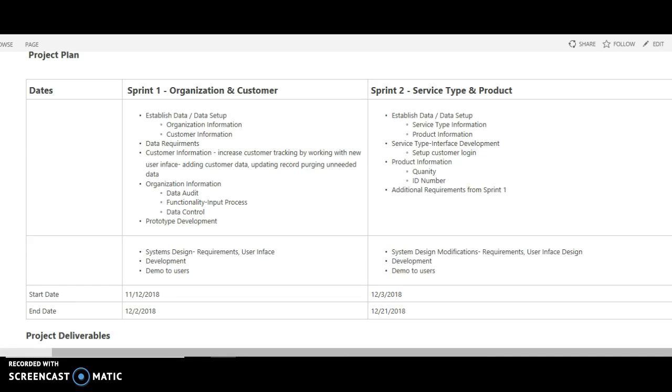Part of the project plan will include deliverables. Now, part of our deliverables are 2 different sprints. Sprint 1 is organization and customer. This will be developed to show how Zifco will manage its customers and all the data that goes with its customers. Sprint 2 is service type and product, and it'll show how Zifco Gas will be able to manage products, services, and its inventory.